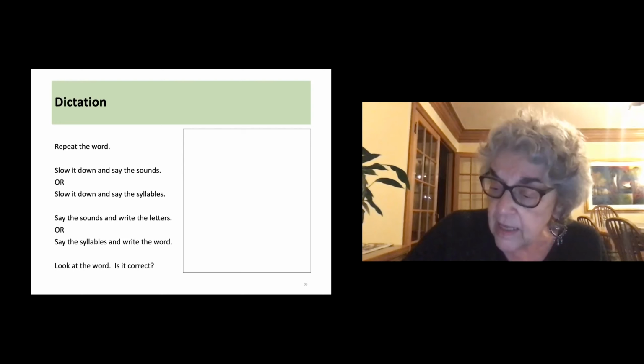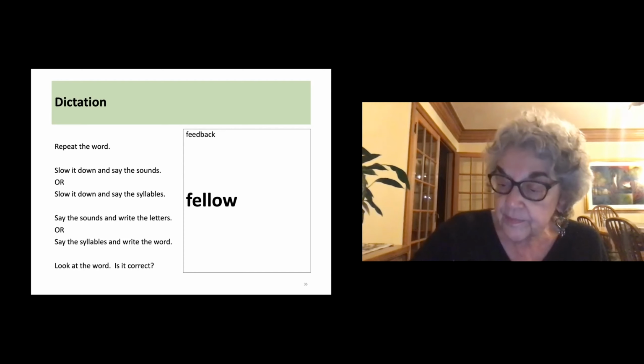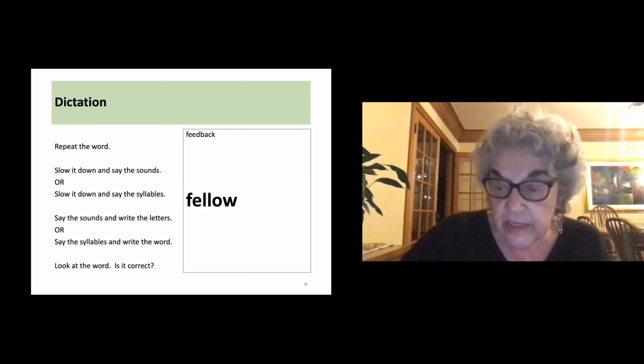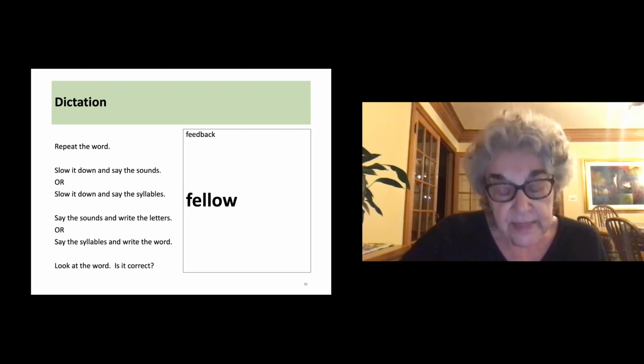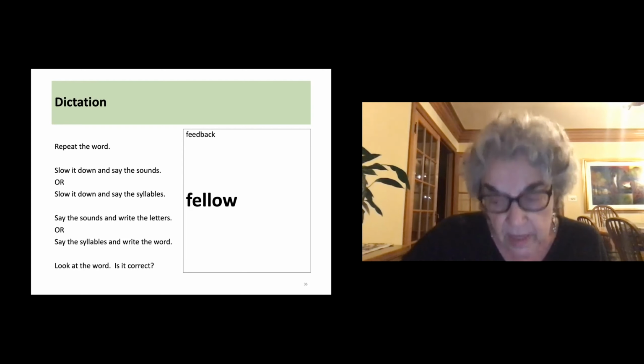Okay, look at it. Be certain it looks correct, and check it. Spell it with me. F-E-L-L-O-W. So in this word, the sound O is represented by what letters? Right, O-W.